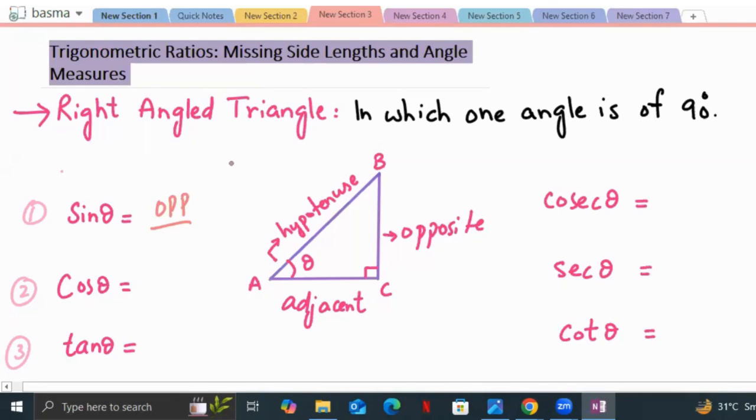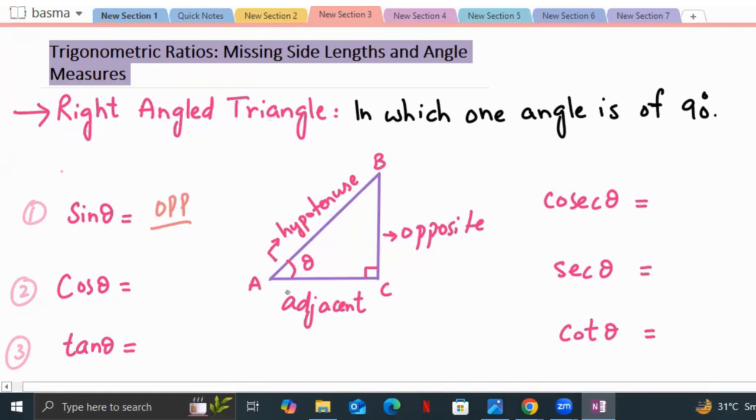Find the missing angle lengths and angle measures. So what is a right angle triangle? Before discussing trigonometric ratios, what is a right angle triangle? A right angle triangle is a triangle in which one of the angles is 90 degrees.